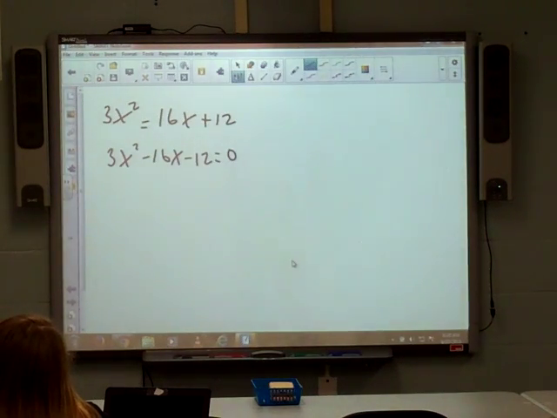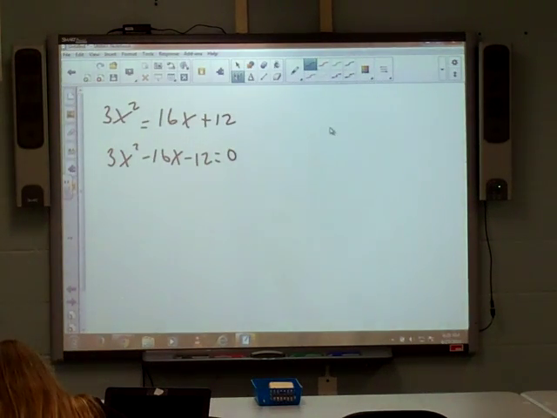Okay, 3 doesn't go into 16. 3 goes into 15 and 18, but it skips 16. But we do have to check that, so Gracie was looking for it. Alright, so 3 won't go in there, so now we're ready for what Macy was saying, which was? Multiply a times c, so 3 times negative 12. Which is? Negative 36.